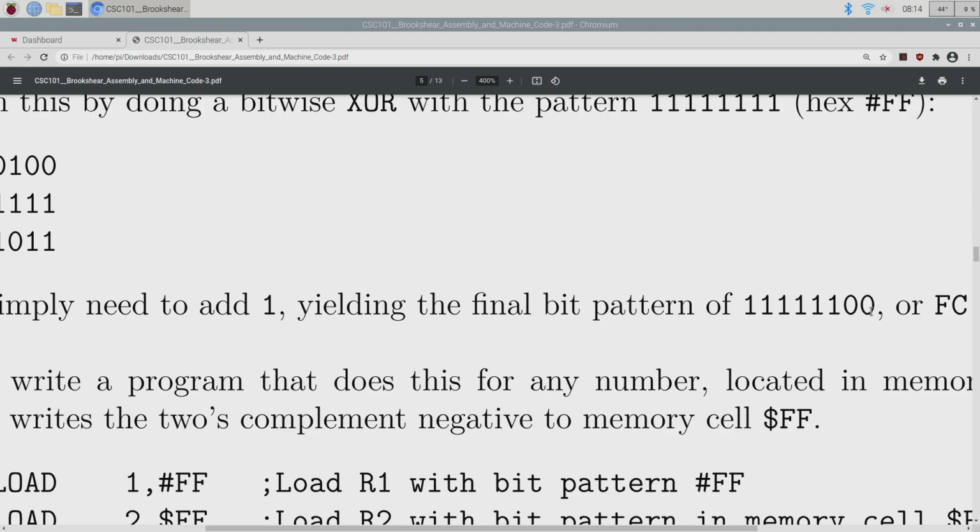If it's a uint8, what are the place values? 1, 2, 4, 8, 16, 32, 64. And if it's a uint8, what do we put here? 128.